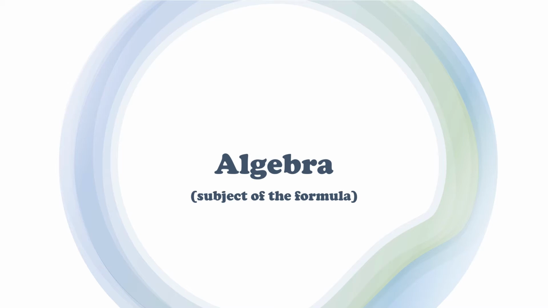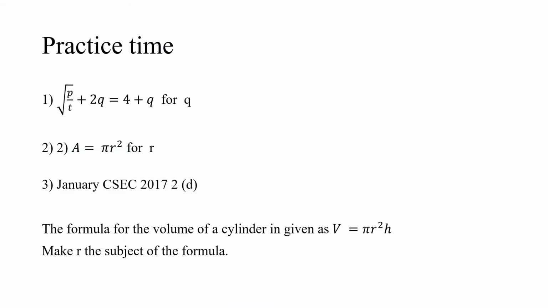We look at getting rid of division and multiplication. We also look at getting rid of square root and a root. And last but not least, we would have also looked at things like cross multiplication. So today we're going to just wrap it up with some practice questions. So this is practice time.